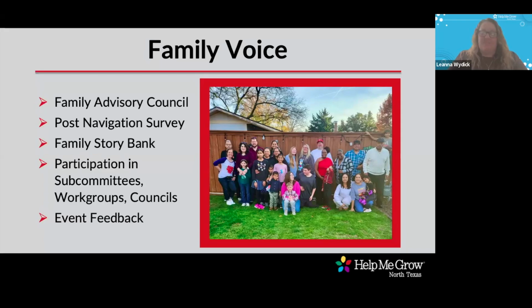We also complete post-navigation surveys. So that navigation Miranda was just talking about, every family that connects with our centralized access point is invited to complete a post-navigation survey. And with these surveys, we capture this valuable feedback on their experience, highlighting what was most helpful, but also identifying areas for improvement. And then that input is actually reviewed by our centralized access point program manager, the navigators themselves, and the centralized access point subcommittee, which is made up of stakeholders, providers, families across the community. And this really ensures that the family insight is directly influencing our service delivery and giving us that continuous quality improvement.